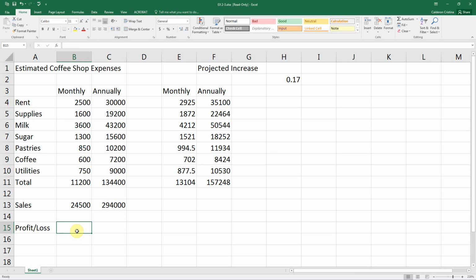And then for your profit loss, that's asking you, did you make a profit? How do you find out whether you made a profit? You subtract the two. Yep. Which one first? The first one. The sales? Yeah. Sales minus your expenses. And it looks like we made a profit. If it was a loss, it would be a negative, and then you would definitely want to reconsider keeping that coffee shop open.